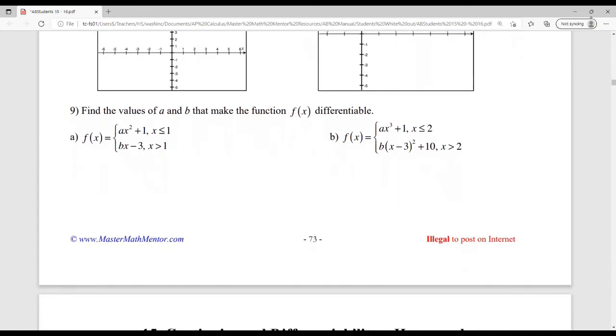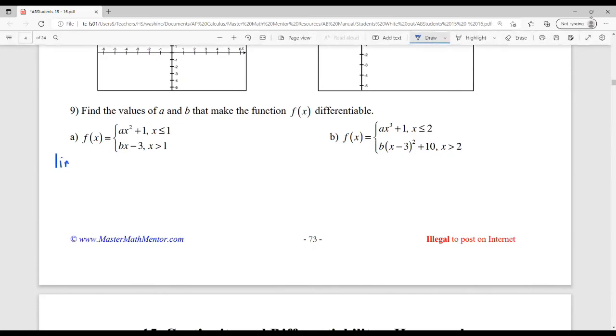Number 9, find the values of a and b that make the function differentiable. Well, we're going to have 2 equations in this case. The first equation, it's got to be continuous. So the limit as x approaches 1 of f of x from the left has to equal the limit as x approaches 1 from the right.